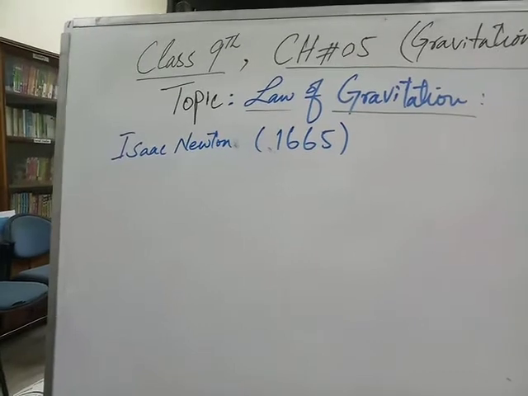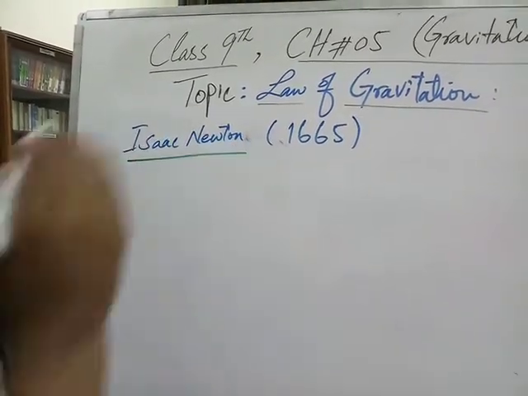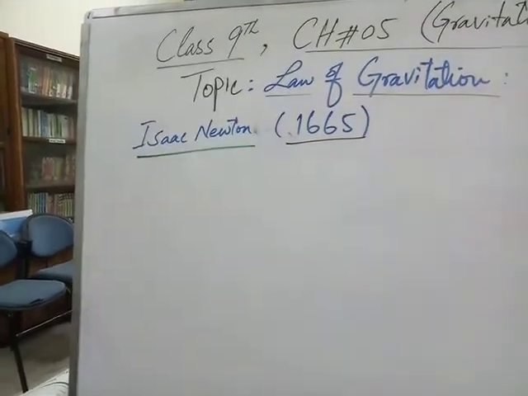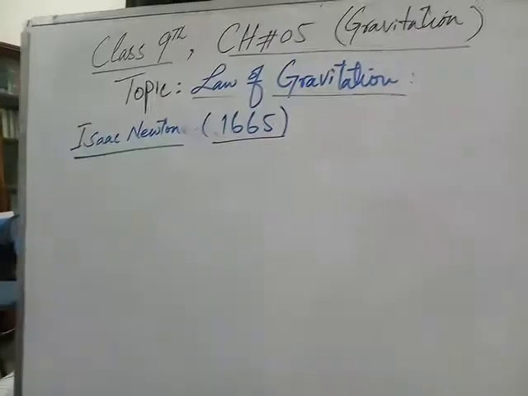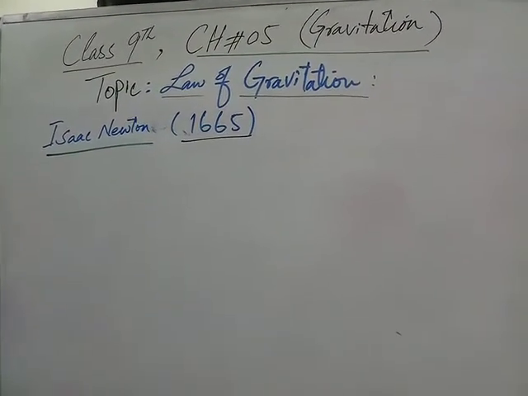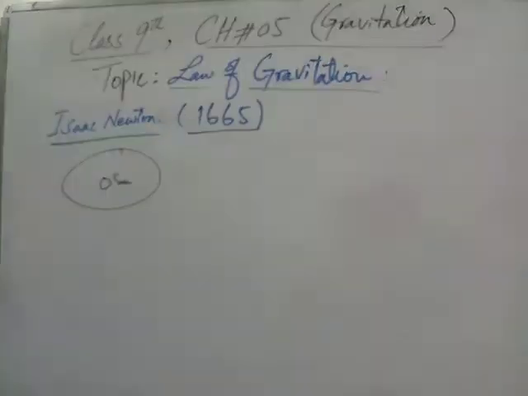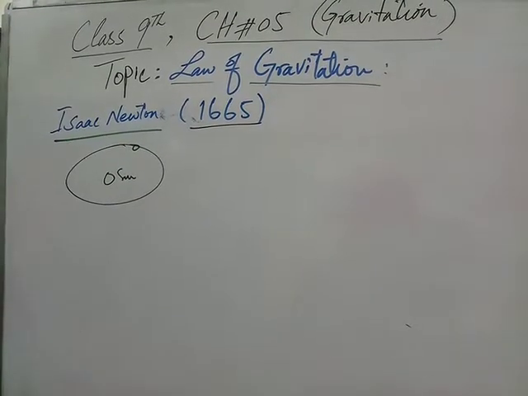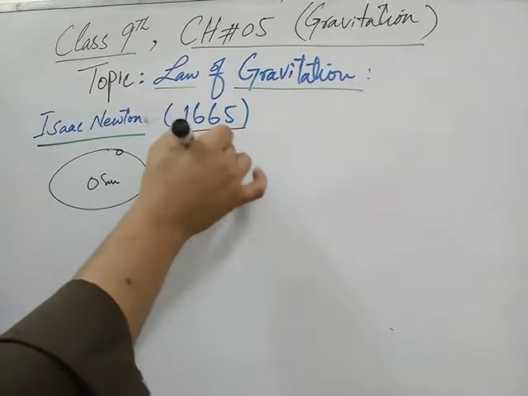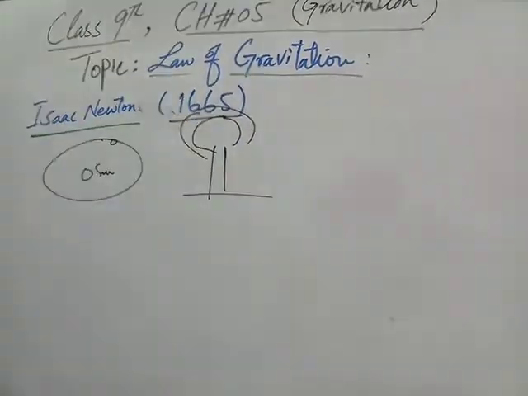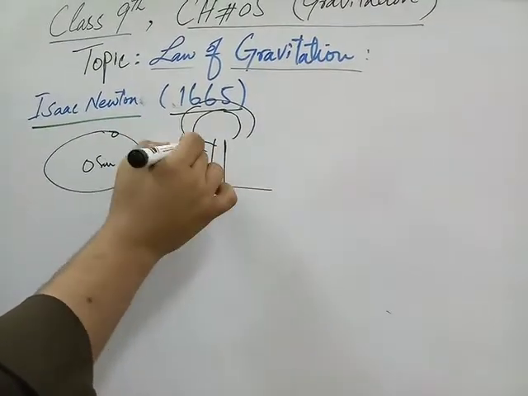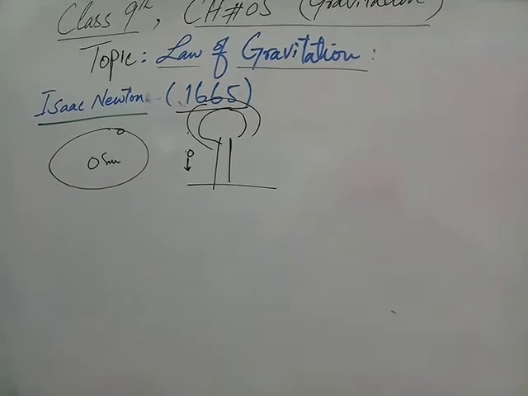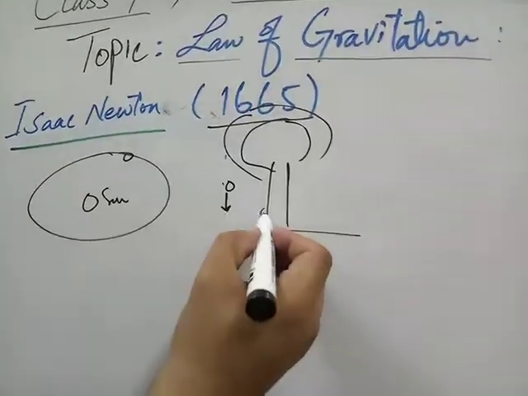The first man who came up with the idea of gravity was Isaac Newton. It was an evening of 1665 when he was trying to solve the mystery of why planets revolve around the sun. This is the sun. Suddenly an apple fell from the tree. I can just draw this, this is the apple, and the apple fell from the tree under which Isaac was sitting.